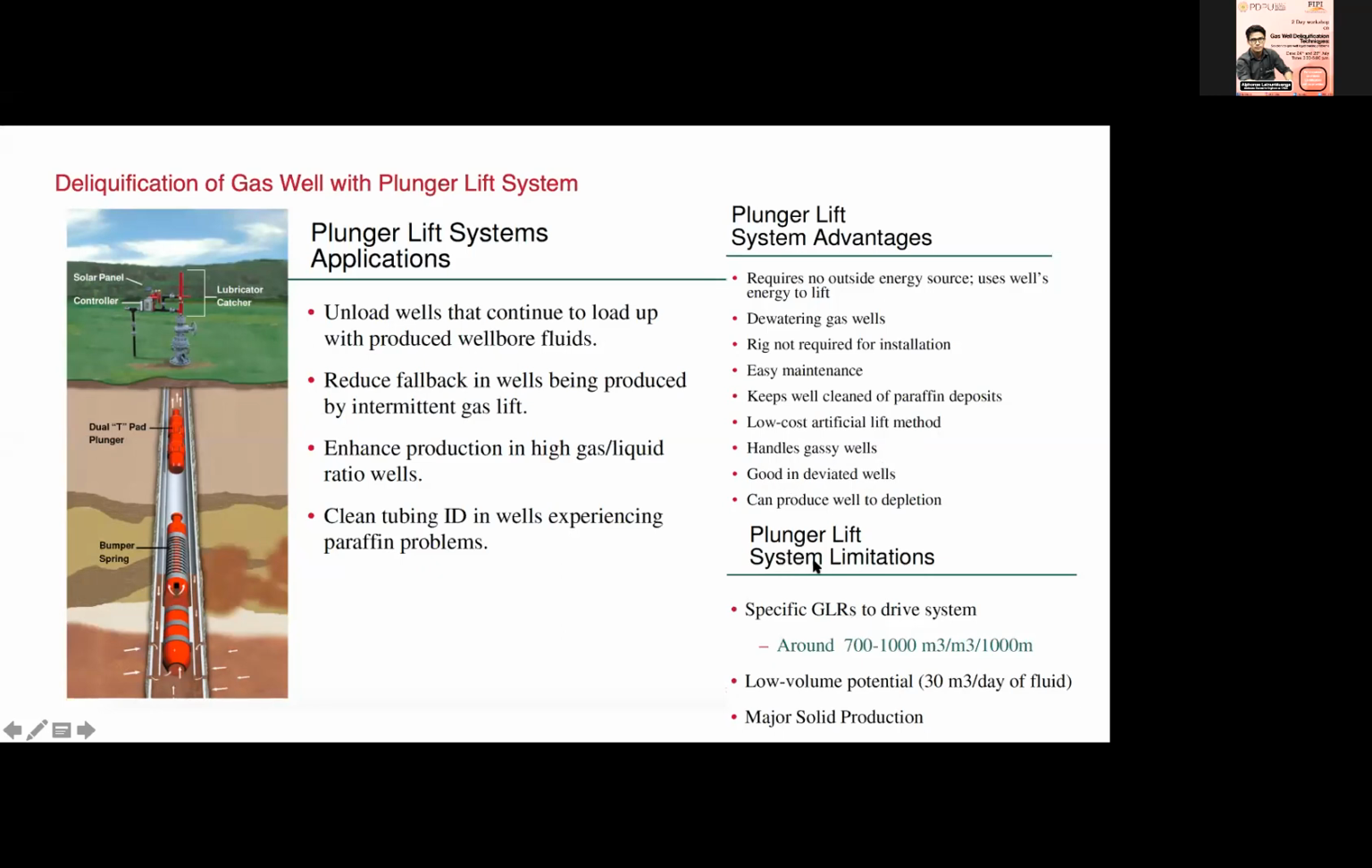And the limitation is that the GLR may be 700 to 10,000 volume by volume per 100 meter, and it has low potential. It has low volume potential, which means that you will be able to unload a limited amount of liquid from your well to the surface.